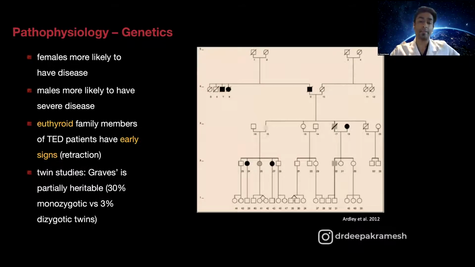Now, this Punnett square on the right shows us that if you have the black circle, which is a patient who has thyroid eye disease, and you look at their family members, many family members of TED patients who are euthyroid, who don't have any systemic Graves abnormality that has yet been diagnosed, often have early signs of thyroid eye disease, including and particularly eyelid retraction. So the dark circles are patients who have full-blown TED. The gray circles are asymptomatic patients who the researchers just looked at and they found that they had eyelid retraction. So we know that there's something genetically that predisposes Graves patients to actually develop TED. And we know from twin studies that Graves itself is partially heritable when you compare monozygotic versus dizygotic twins. So again, we don't know the exact genetic underpinnings of this, but there is a genetic predilection that can be passed on, and it is heritable.